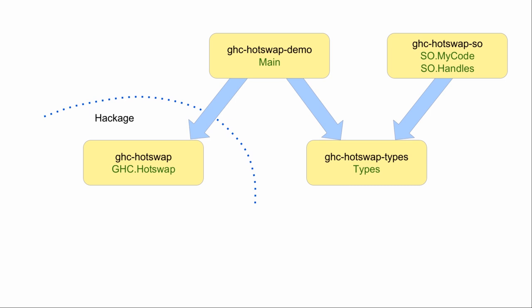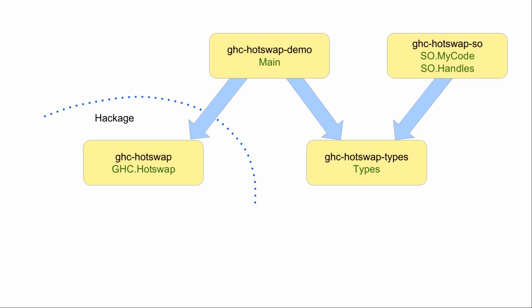So that's what's embodied by the GHC hot swap types package. This is just an example. This is not a package you would use. It just shows you how to do it. So the types module in this package gives you the types of the API that must remain static between the server code and the dynamically linked code.